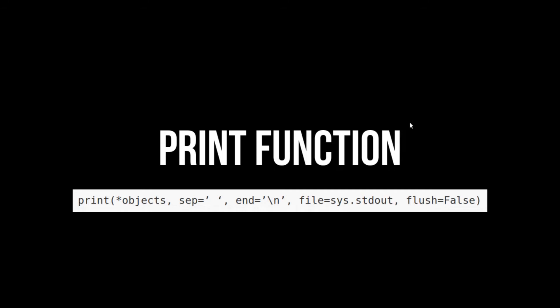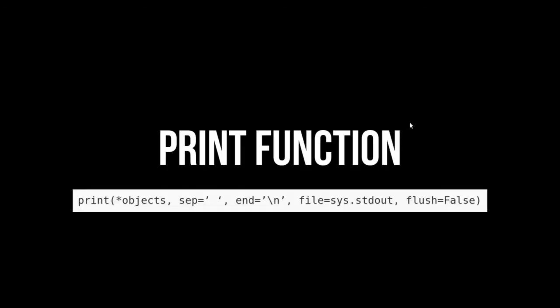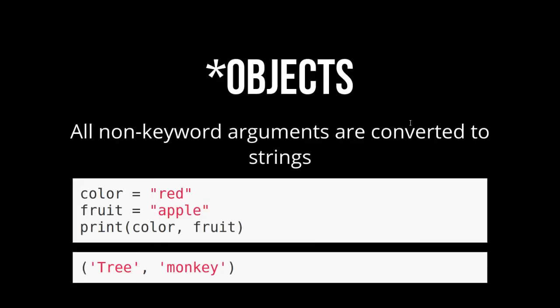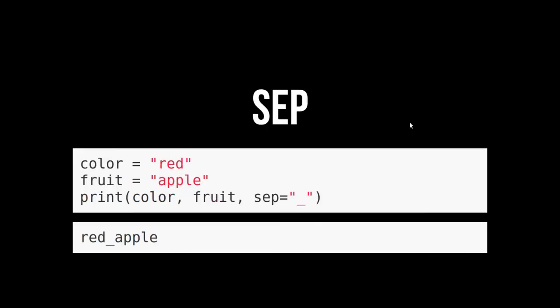But let's look at the print function itself. Here it is. Now it looks more complicated than I expected. It's probably more complicated than you expected. Did you know all this stuff was in there? Let's go through these arguments one by one. So the first one is star object. That one's pretty obvious, what we use all the time. And you can give it multiple objects, and it will print them out.